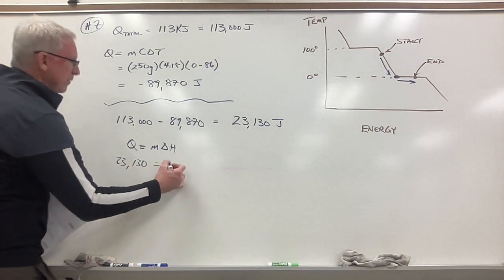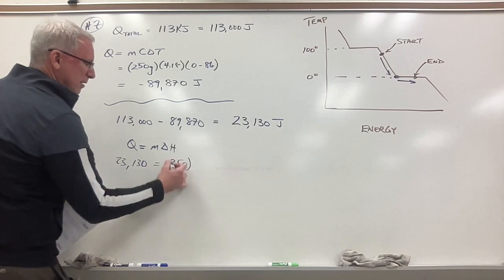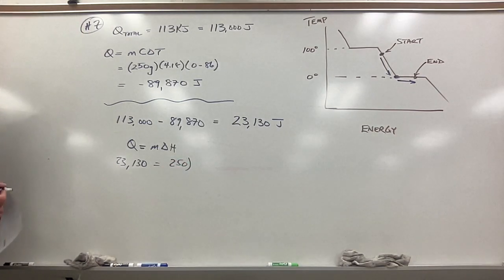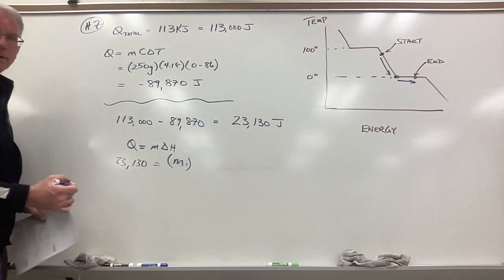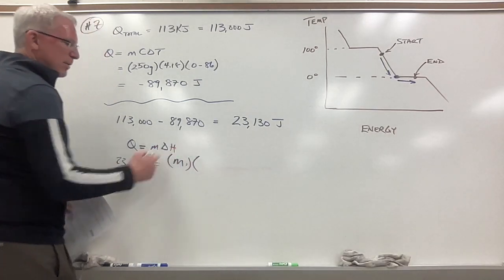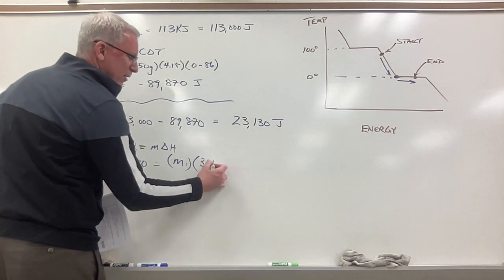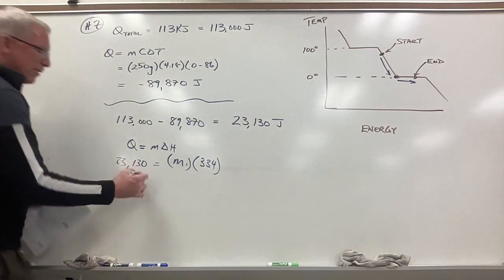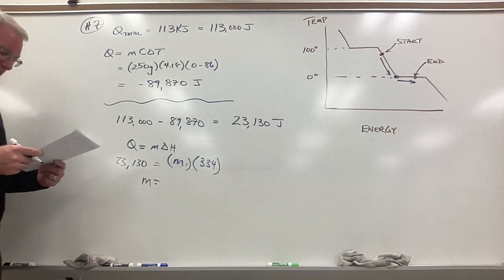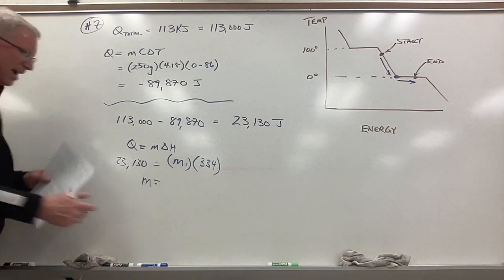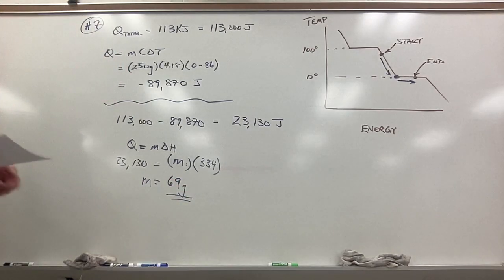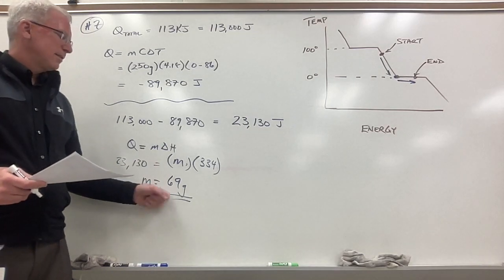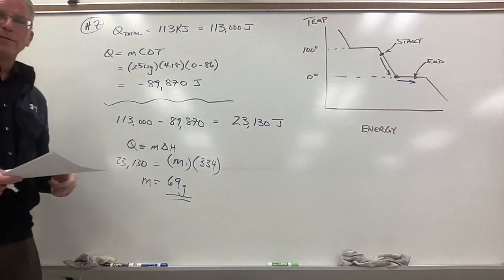23,130 joules. I've got 250 grams. Oh, nope, I don't, because we're not sure that we're going to freeze the entire thing. So what we're going to say is how much of it, M, is going to freeze. And then if you look up the delta H for ice, it's 334. So if you do the math on this thing, the math comes out to be 69 grams. So how much will freeze? A small fraction of the 250 that we were given.